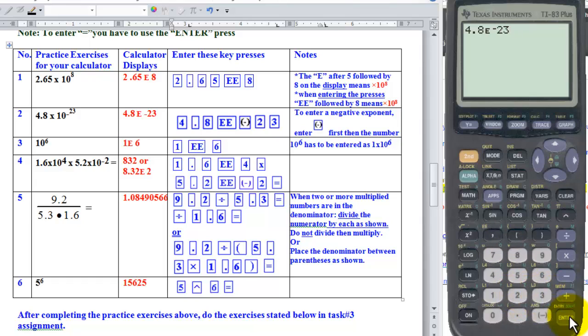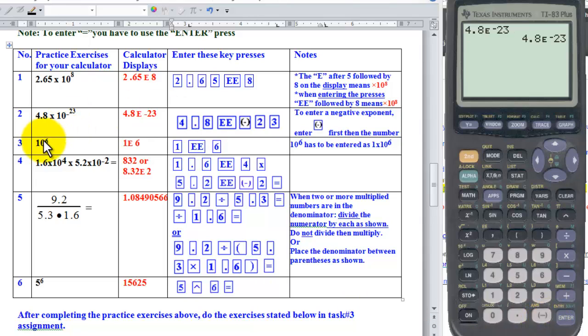So this means you are multiplying 4.8 by 1 over 1 and beside it 23 zeros. That's the meaning of 4.8 times 10 to the negative 23. It's basically 4.8 times 1 over 1 and beside it 23 zeros.